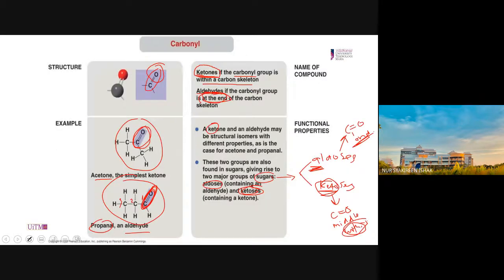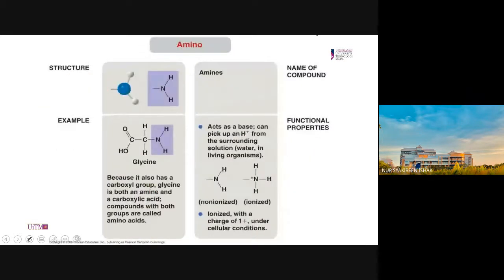OH is polar. Next one is amine. Amines, NH2. So this is the amino group. The functional group is the amino group, and the compound we call an amine. One of the molecules that has an amino group, as I said before, is amino acid.